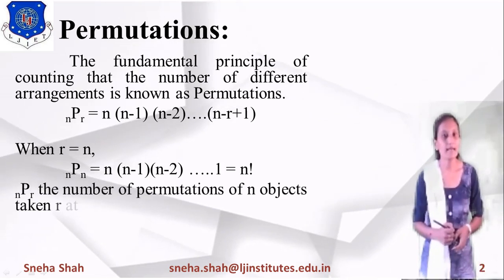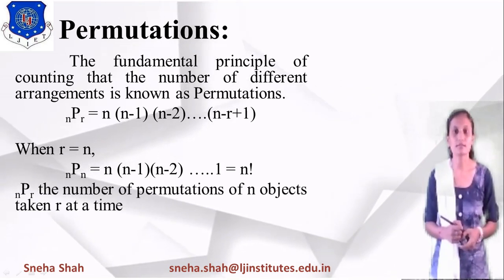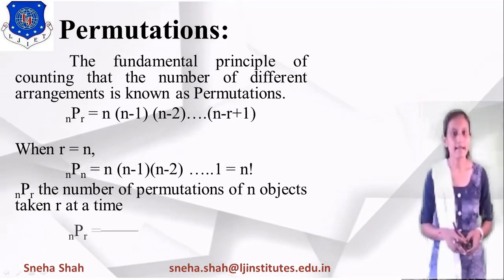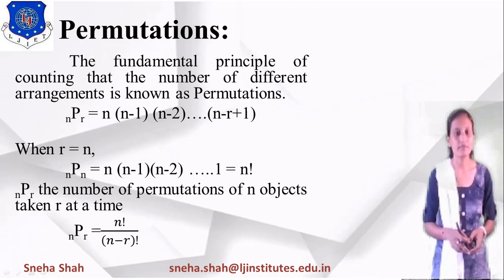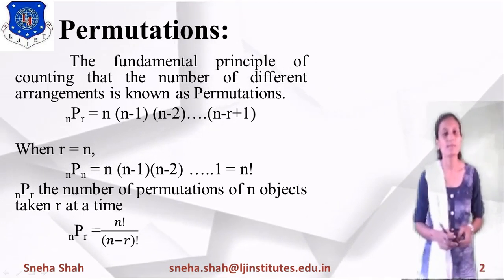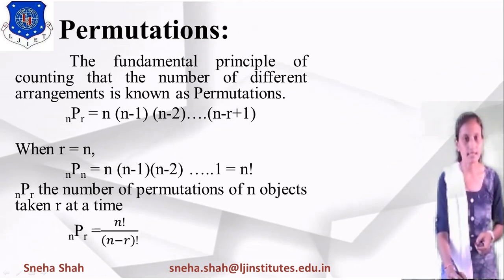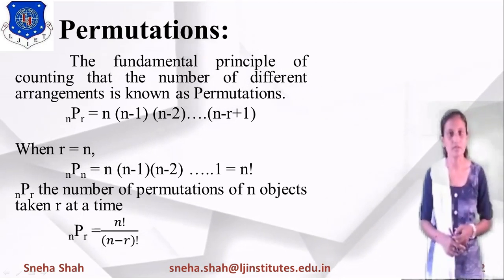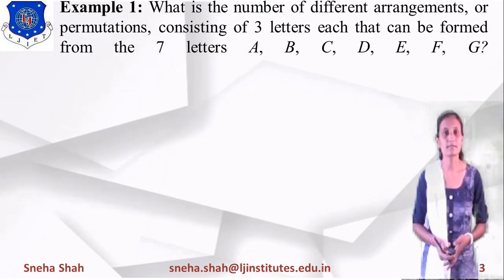In nPr, the number of permutations of n objects taken r at a time, nPr equals n factorial upon n minus r factorial. So by using this equation, we can find out the permutations of any arrangement. It can be well defined by some examples.